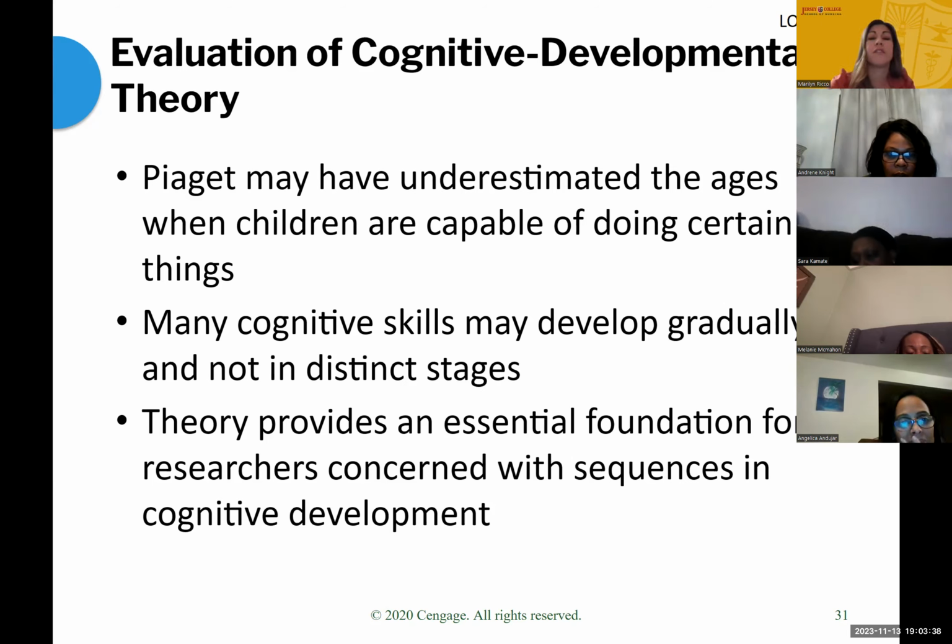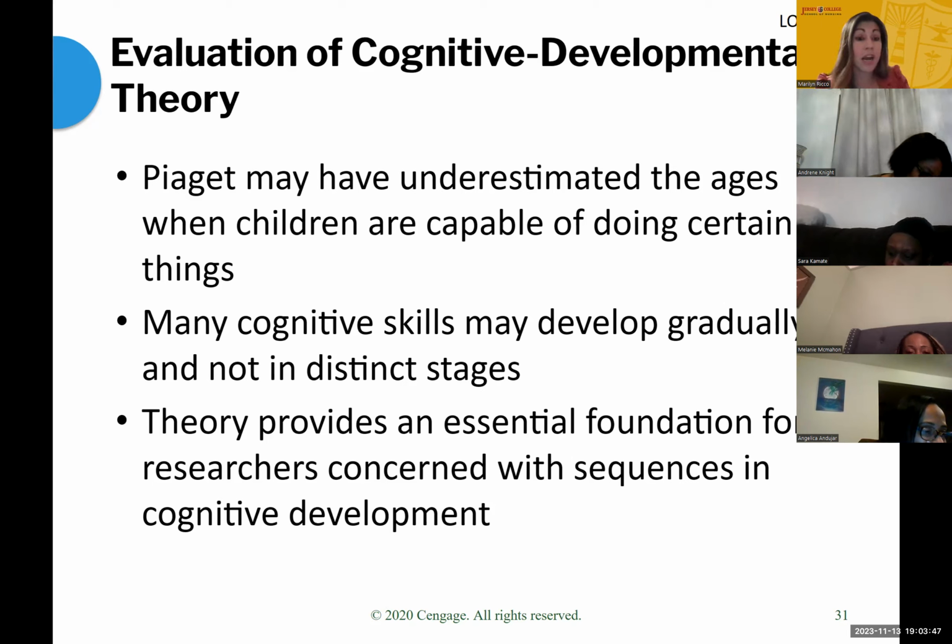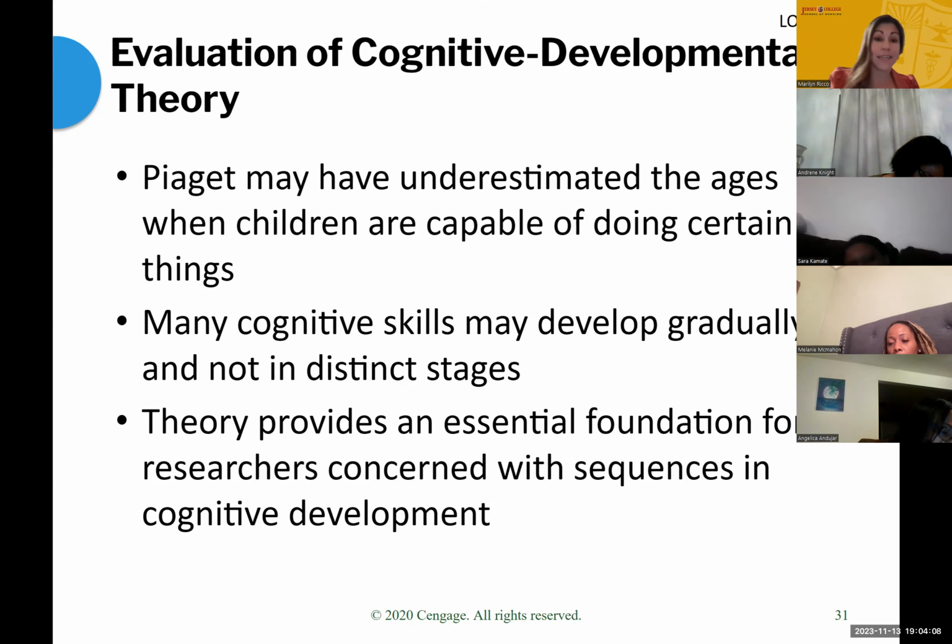Many cognitive skills may develop gradually and not in distinct stages, right? And remember, every child is their own blank slate. Every child has different people around them, different environments, different stimuli, different models to teach them. So not every child is going to learn at the same pace. They're not going to develop at the same pace. So what they're saying is that skills may develop gradually and not in distinct stages, right?